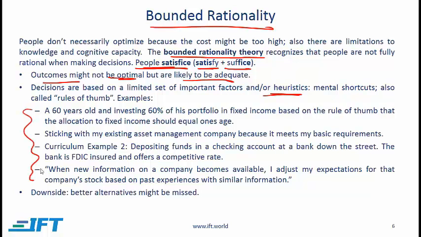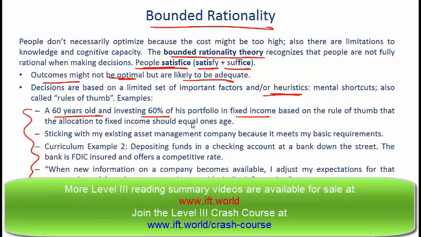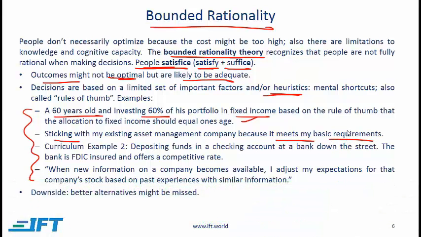Now, here are some examples from past papers or from the curriculum. If we have a 60-year-old who is investing 60% of his portfolio in fixed income based on the rule of thumb that the allocation to fixed income should be equal to age. He is not necessarily doing what is 100% optimal, but is following a reasonably sensible strategy. So this person is satisficing. If I stick with my existing asset management company because it meets my basic requirements, then again I am following bounded rationality. I am satisficing because there might be better options out there, but I am sticking with something that seems reasonably good.